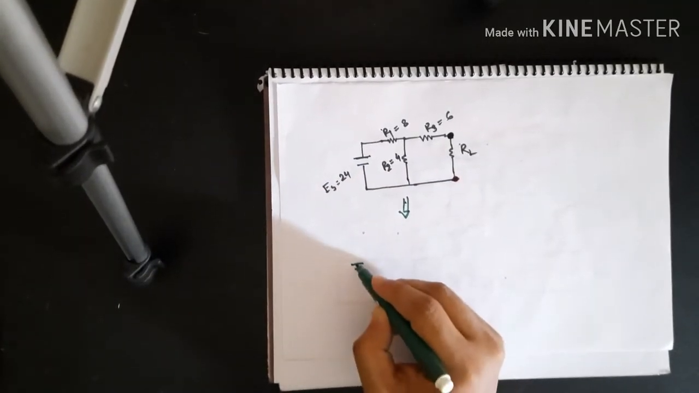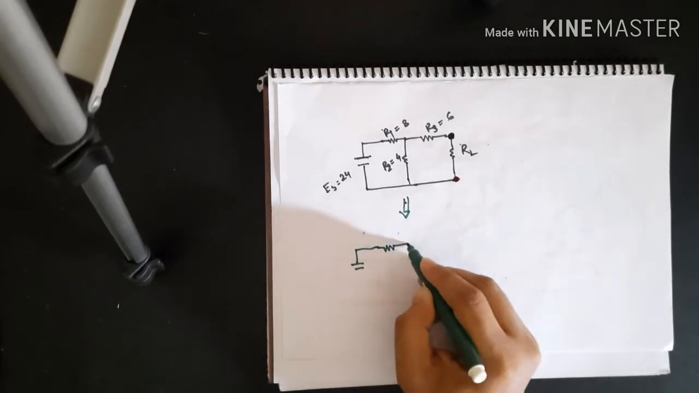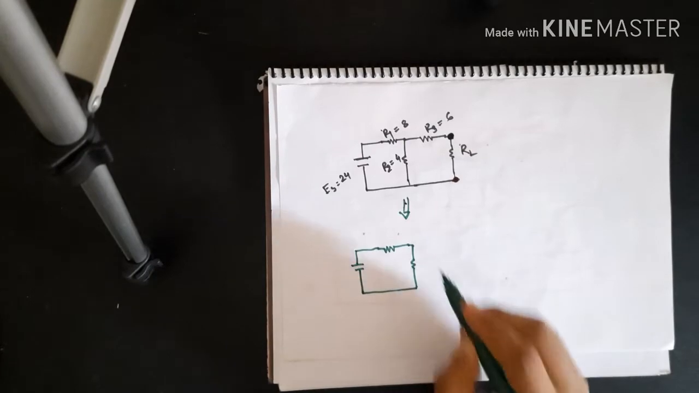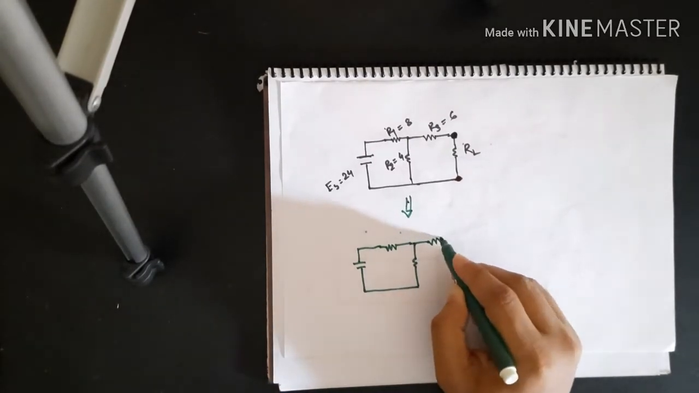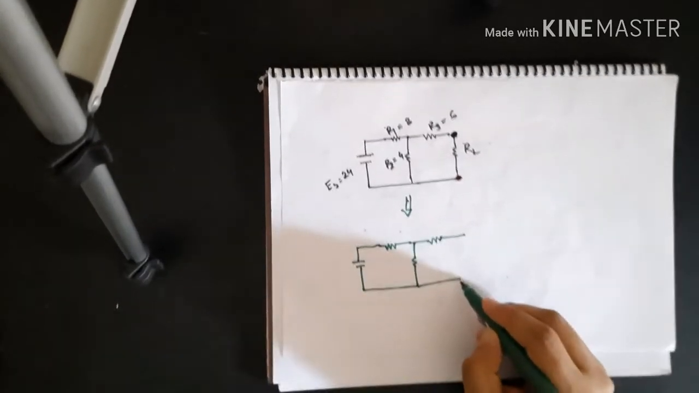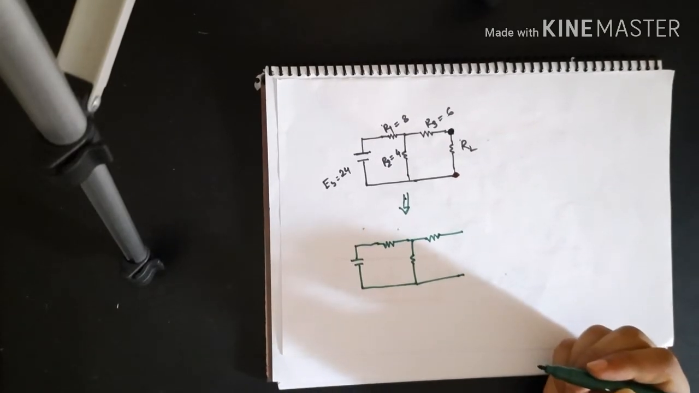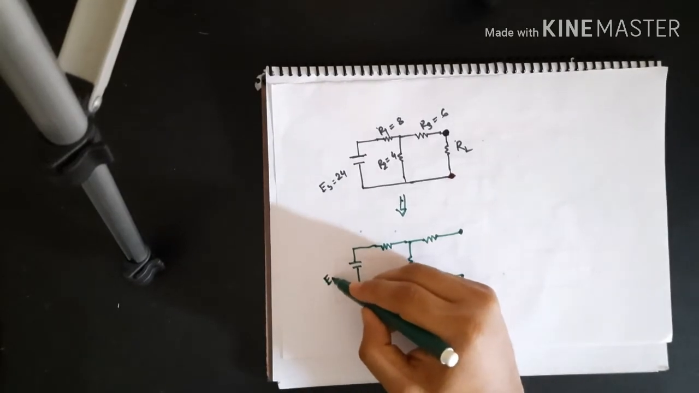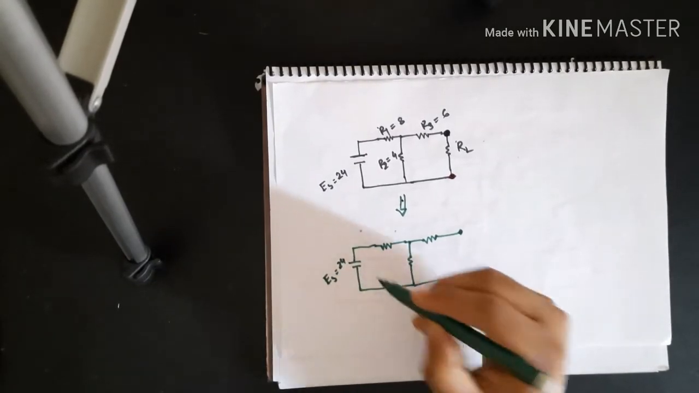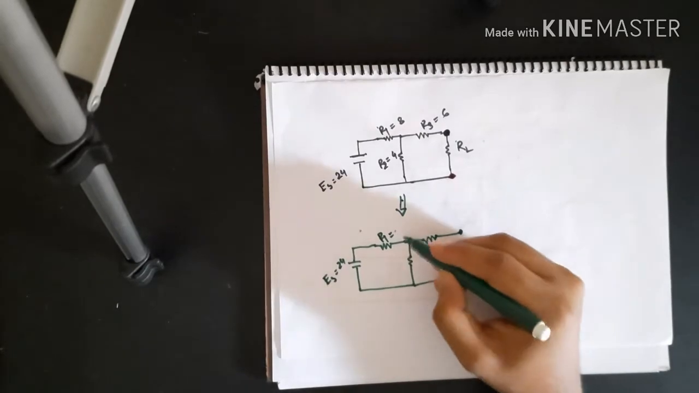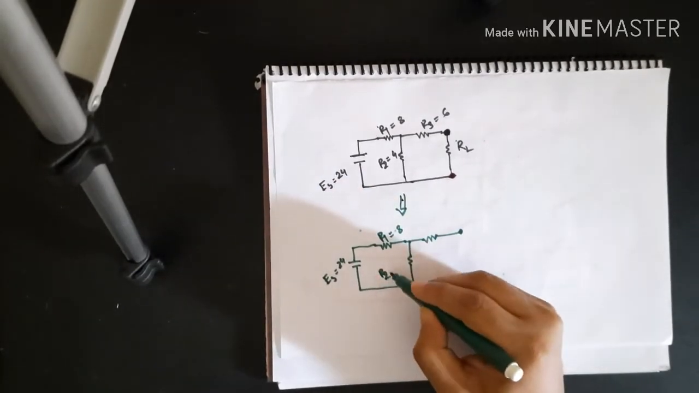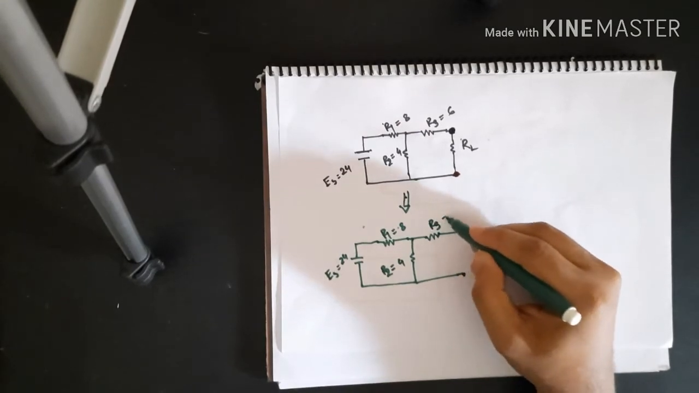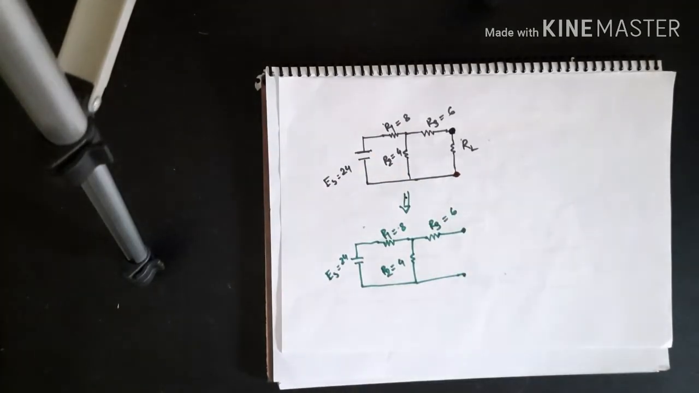Now to apply Thevenin's theorem, at first we have to remove the portion of the network where we will apply the Thevenin's theorem. As we mentioned, we will apply the Thevenin's theorem across the load R. So the source Es is 24 volt, R1 is 8 ohm, R2 is 4 ohm and R3 is 6 ohm.